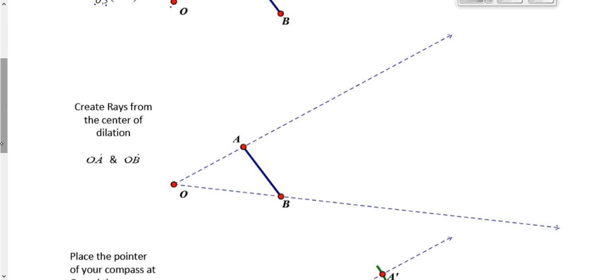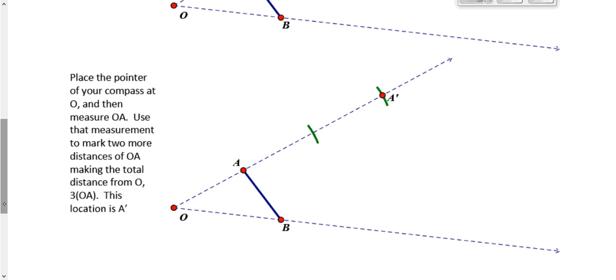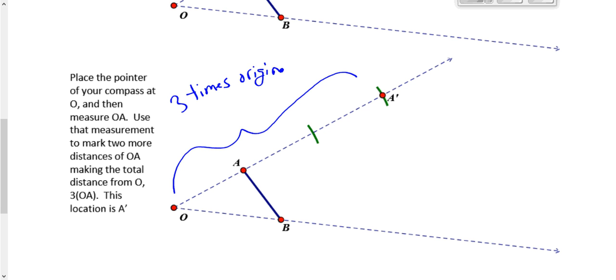Now, when we're going in this direction, we already have one of them. And I hinted towards this the other day, right? We already have one of these distances. So we only have to add how many more? For a total of 3 times the original distance. Since one of the distances was already here, we only need 2 more to triple it.